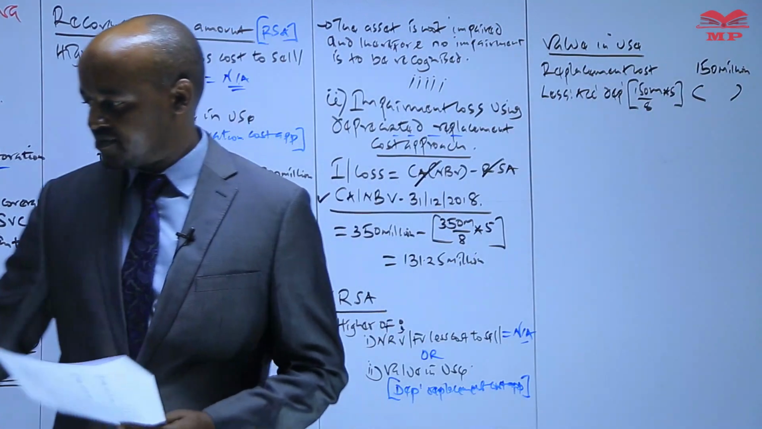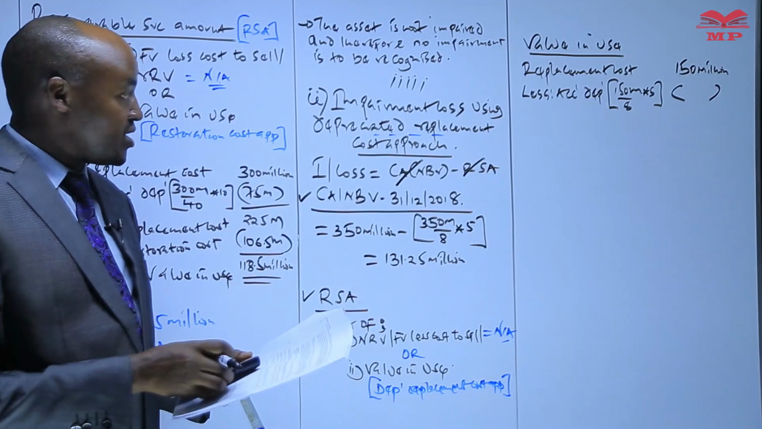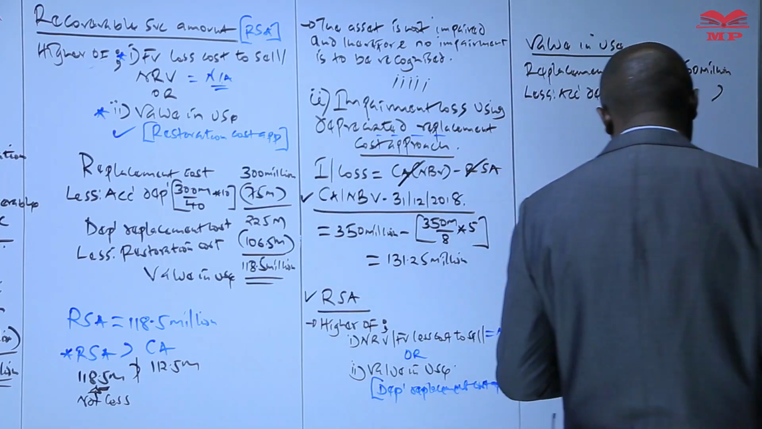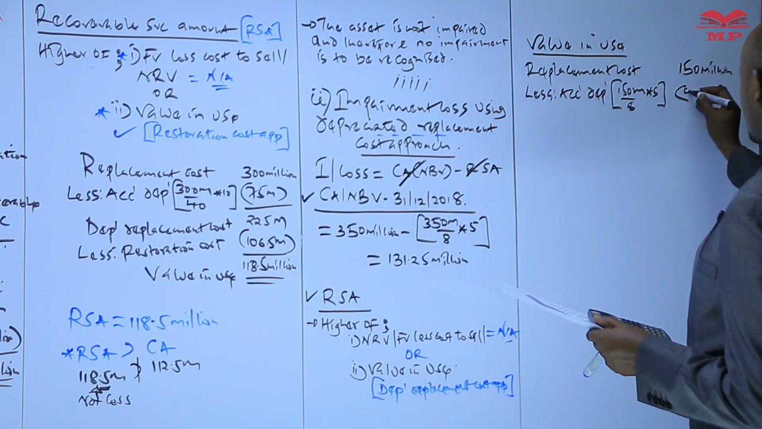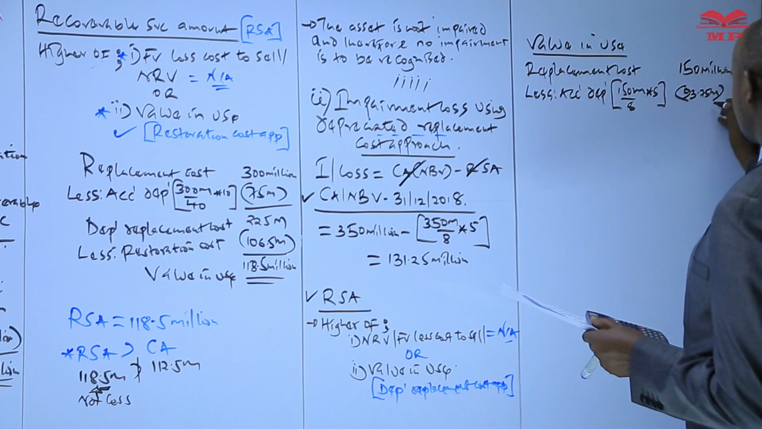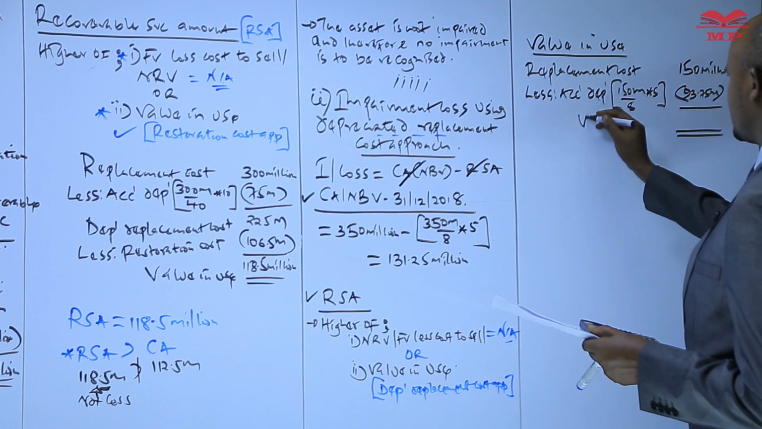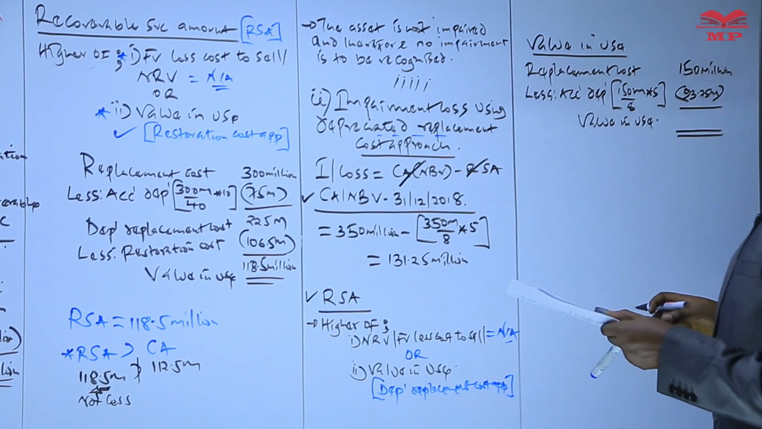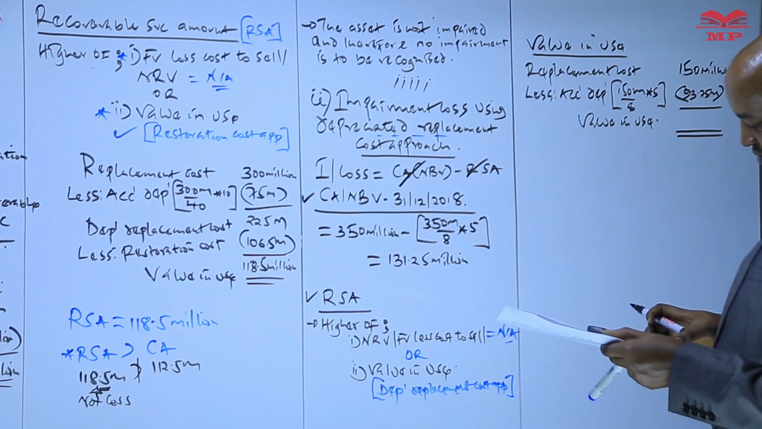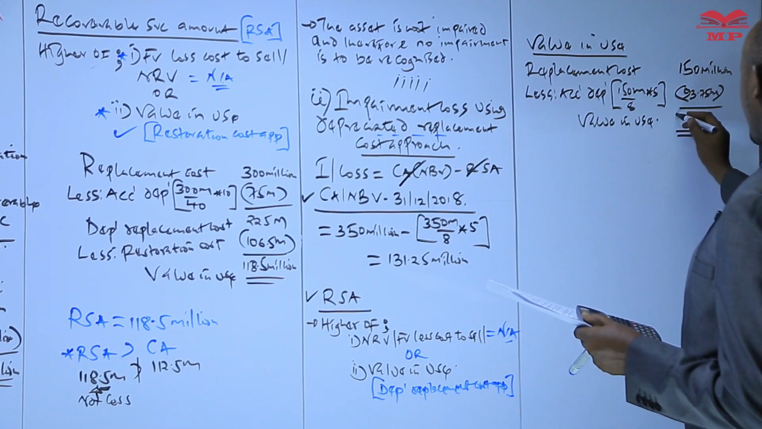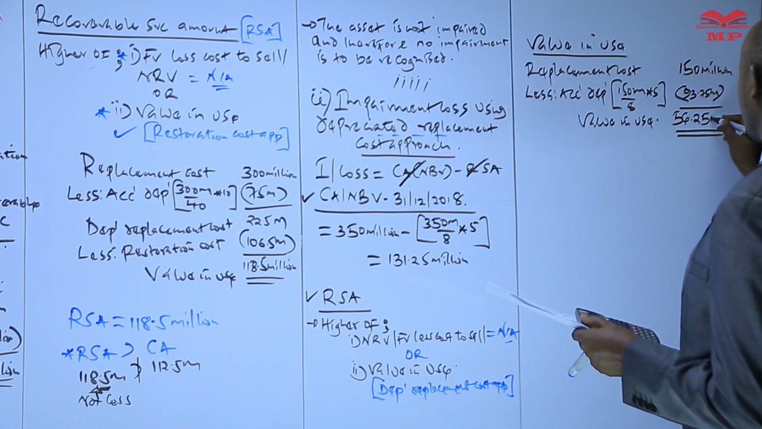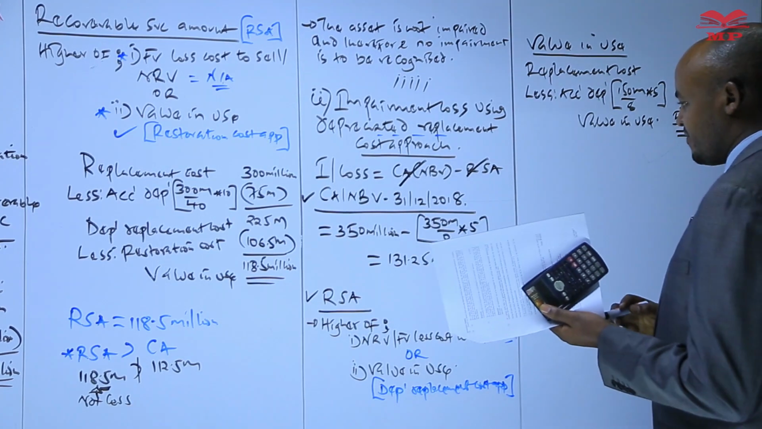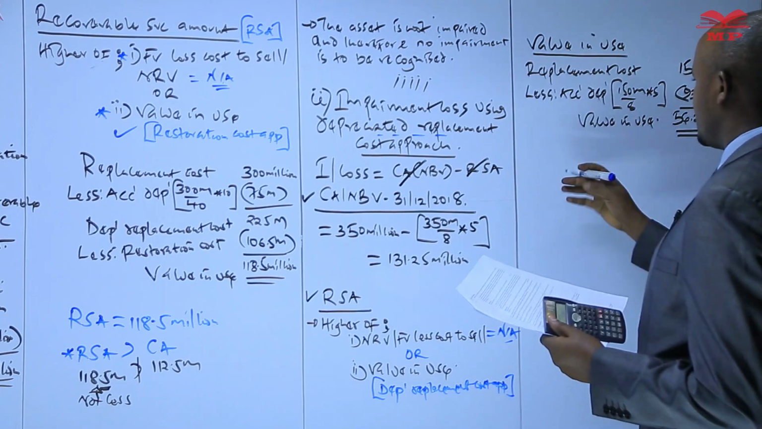So let's work out that. We see what we are going to get here. We have 150 divided by 8 times 5, which will give us 93.75 million. And whatever you get here is now the value in use. So that is how we determine the value in use under this method, which is the depreciated replacement cost approach, which is 56.25.